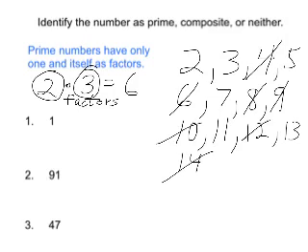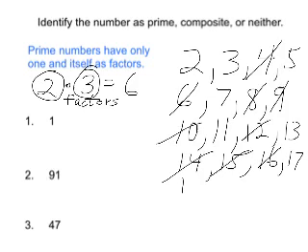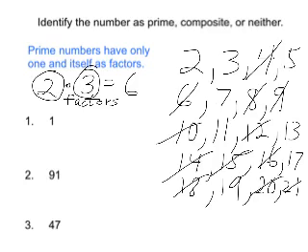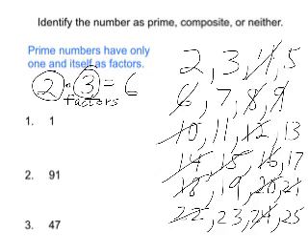14, no. 15, no, because 3 and 5 and 1 and itself. 16, no. 17, yes. 18, no. 19, yes. 20, no. 21, no, 3 times 7. 22, no. 23, yes. 24, nope. 25, nope. 26, no. 27, no. 28, no. 29, yes. I think you get the picture.